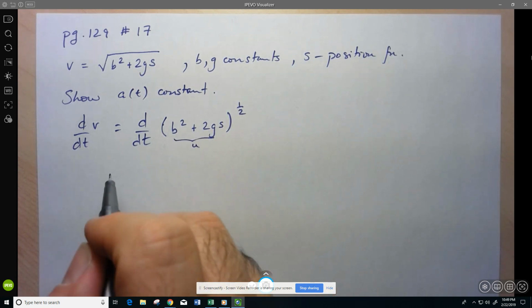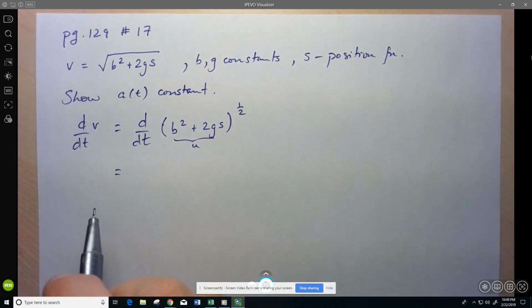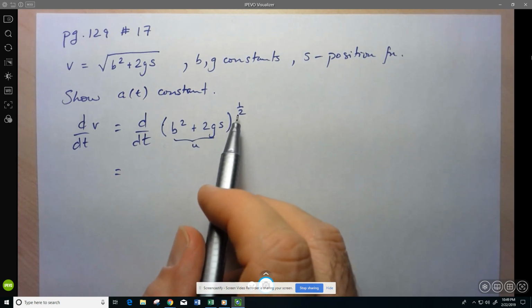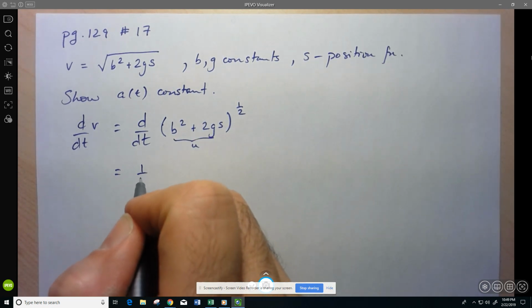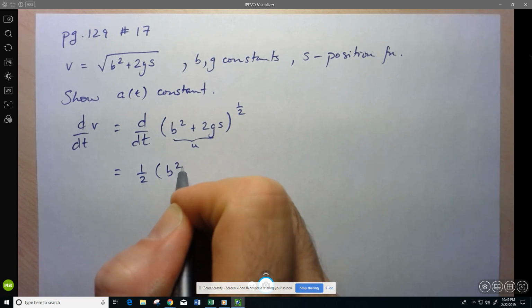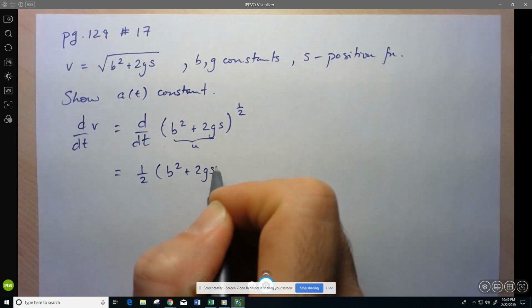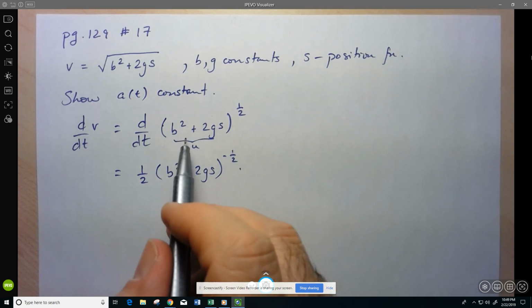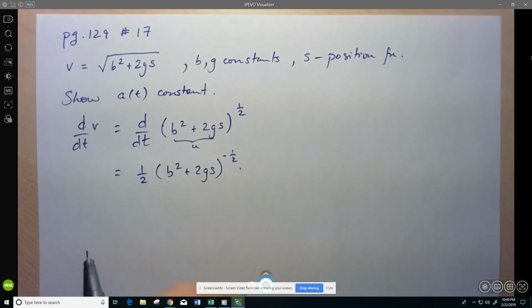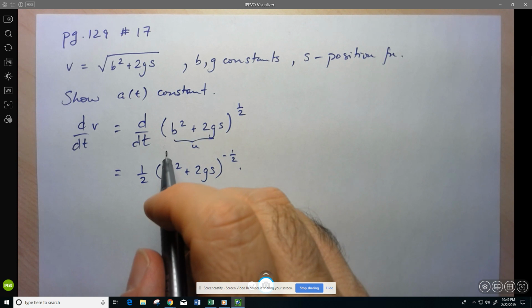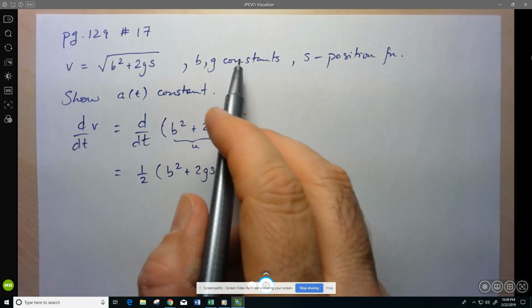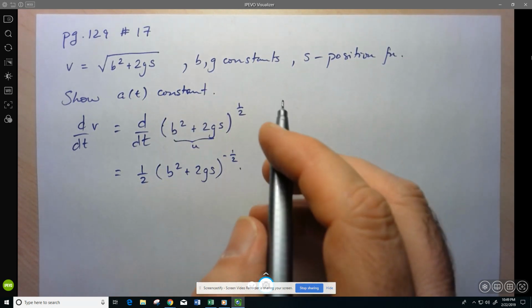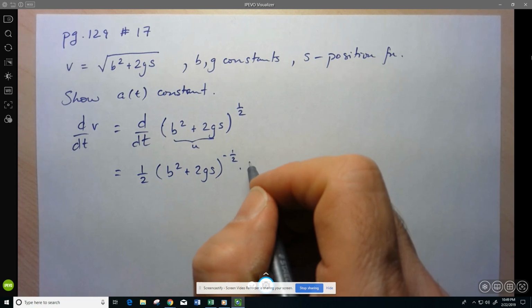So make this my u. So first I take the derivative of u to the 1/2 with respect to u. So that's just 1/2 u, which is b squared plus 2gs all to the negative 1/2. And then I have to multiply that by the derivative of u with respect to t. All right, so let's see what happens here. Well, b squared, remember b was just a constant. So the derivative of b squared is just 0.